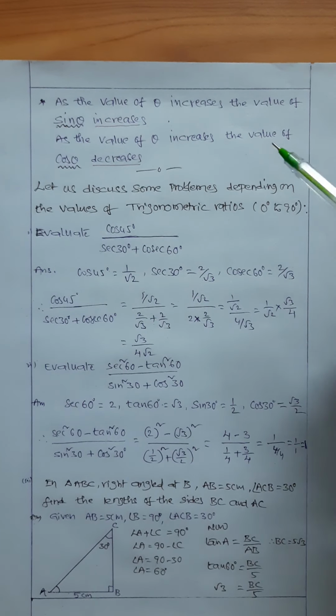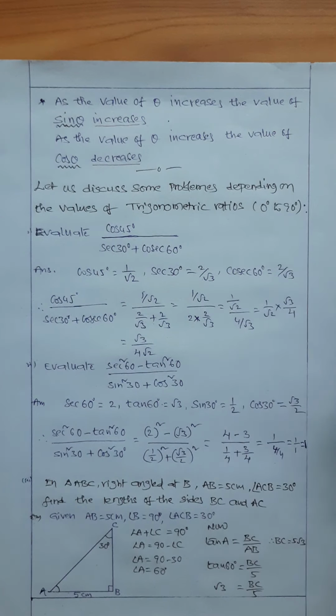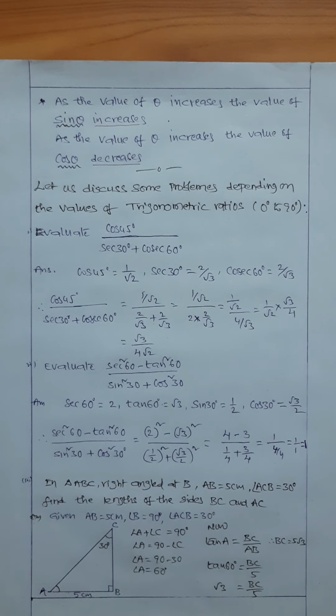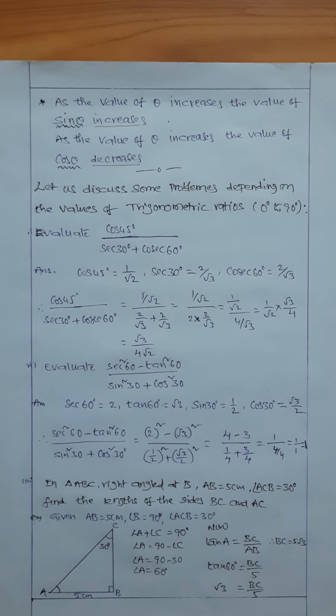So from the table you can observe that as the value of theta increases, the value of sine theta increases. As the value of theta increases, the value of cos theta decreases. You can observe this in the previous table. Now we'll see how to do some trigonometric problems depending on these specific angles.